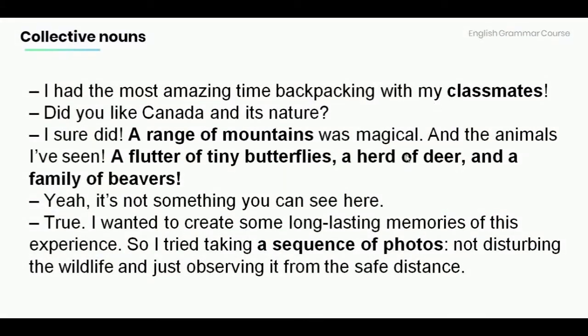I had the most amazing time backpacking with my classmates. Did you like Canada and its nature? I sure did. A range of mountains was magical, and the animals I've seen, a flutter of tiny butterflies, a herd of deer, and a family of beavers. Yeah, it's not something you can see here. True, I wanted to create some long-lasting memories of this experience, so I tried taking a sequence of photos, not disturbing the wildlife and just observing it from a safe distance.